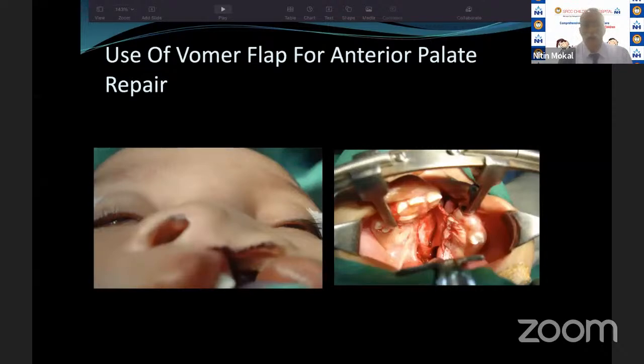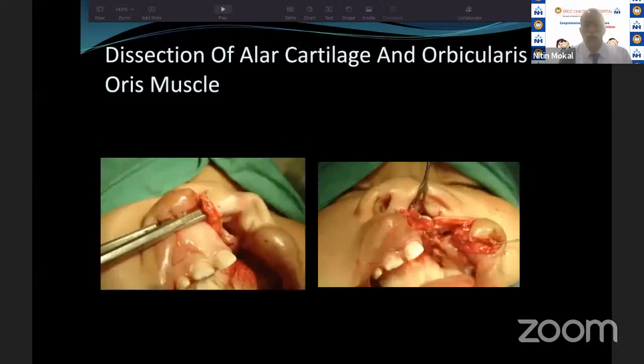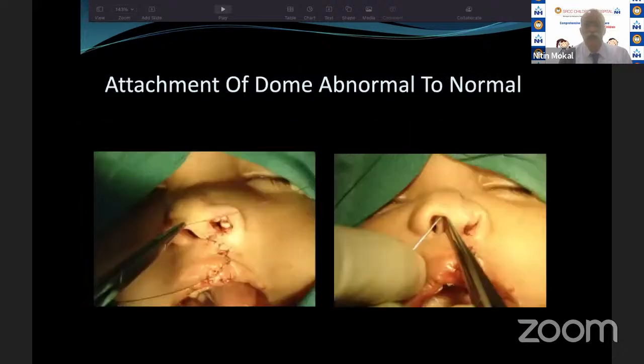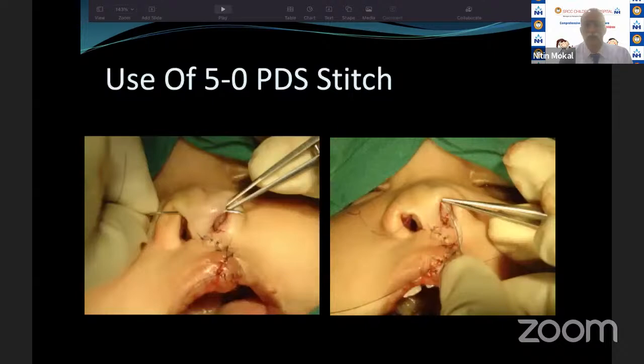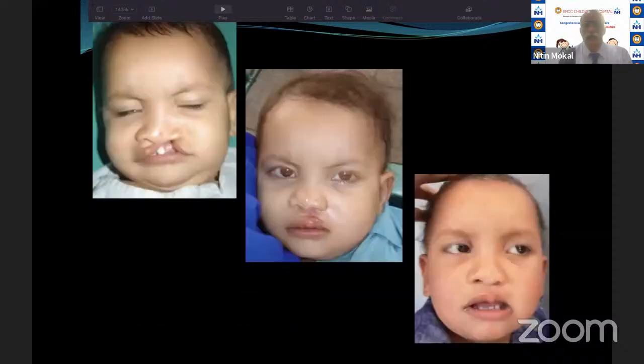And then the nose. This is a turbinate flap, which is used for the nasal floor area. Then we dissect the muscle, dissect the nose completely, and realign the muscle and all the anatomical landmarks, and do quilting stitches for the nostril, LR transfixation stitches with the 5-0 PDS suture, and bring the nose to its normality, so as to achieve symmetry.